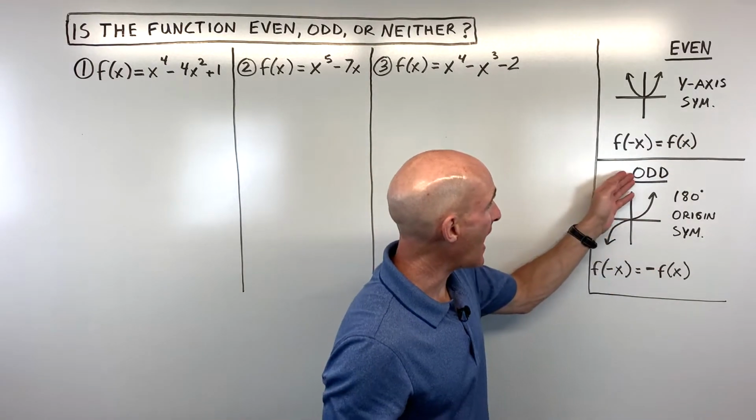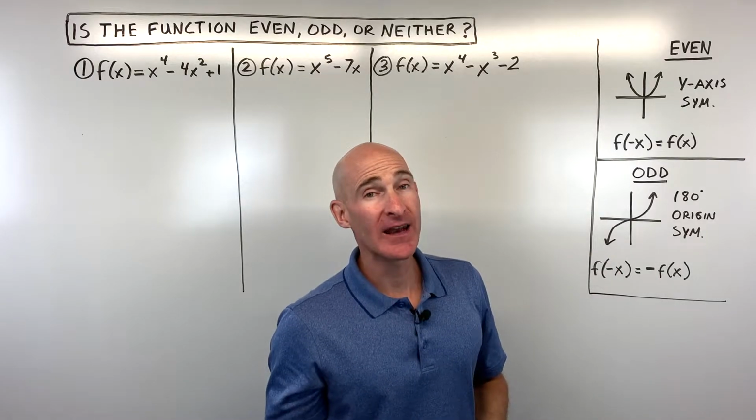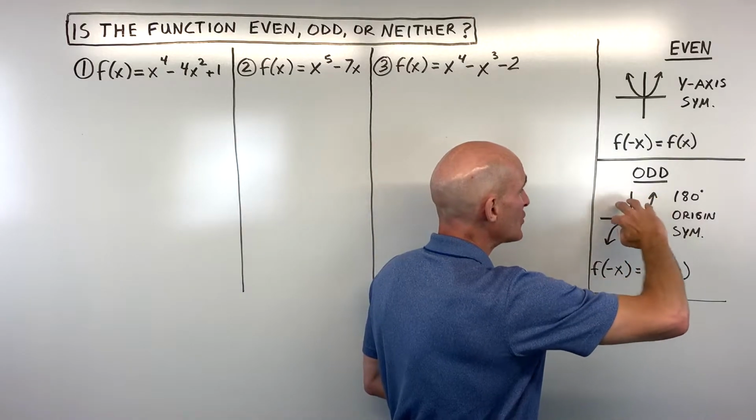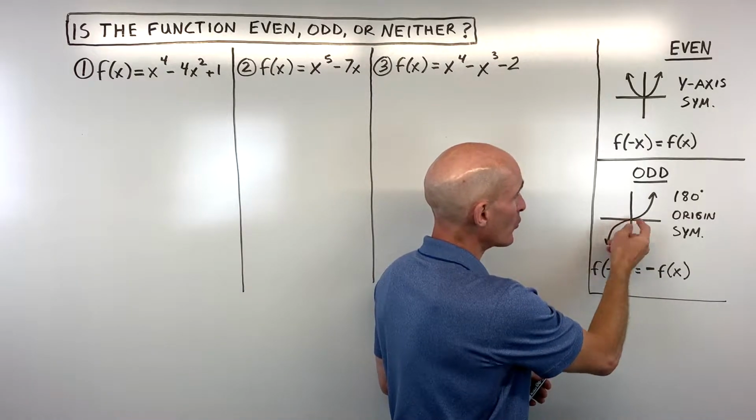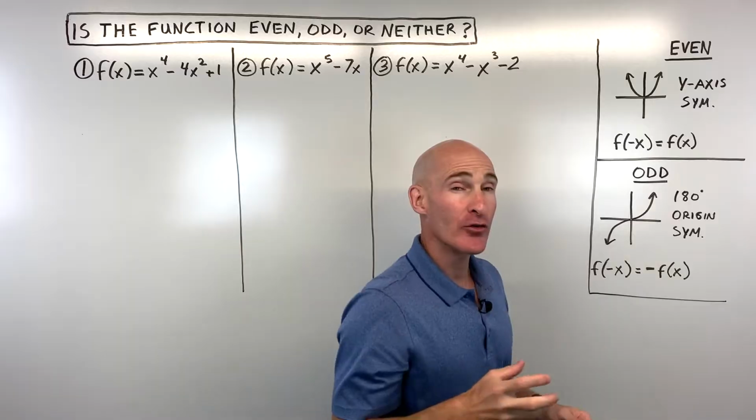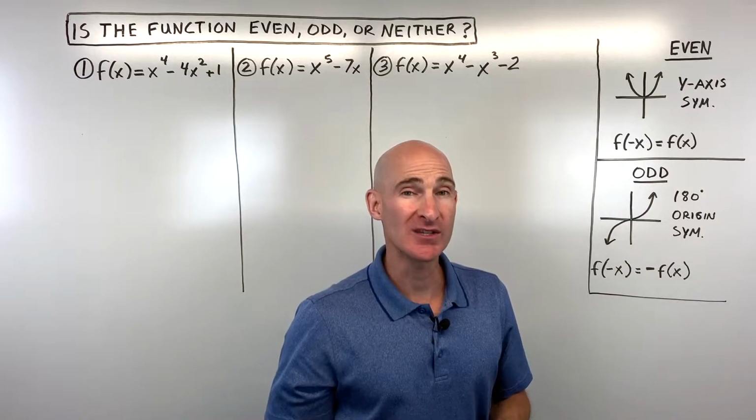Now, what is an odd function? Well, graphically, an odd function is a 180-degree rotation about the origin. It's like if you were to hold your finger right here at the origin, turn it a half turn, the graph would match perfectly to itself.